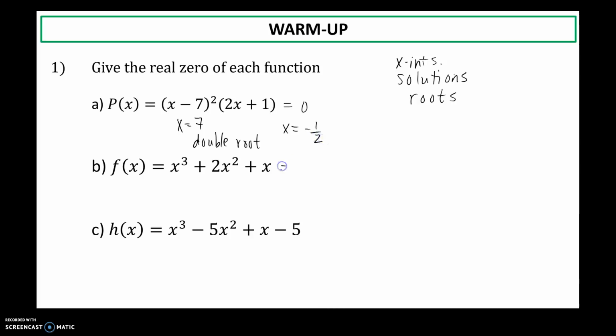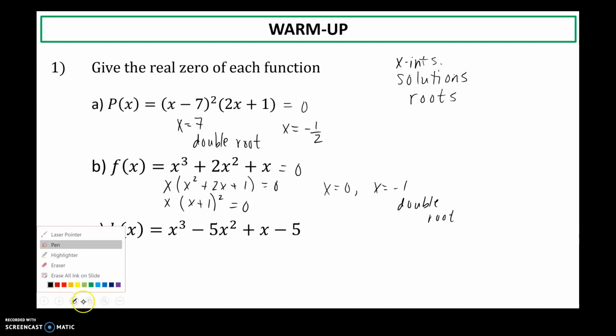For part B, set that equal to 0. Now I do need to factor. There's a GCF of x, so I'm going to take that out, leaving me with x squared plus 2x plus 1. Factors of 1 that add to 2 are 1 and 1, so this is a perfect square trinomial, so I can go right to that. So I have x is equal to 0 and x is equal to negative 1, and again that's a double root.